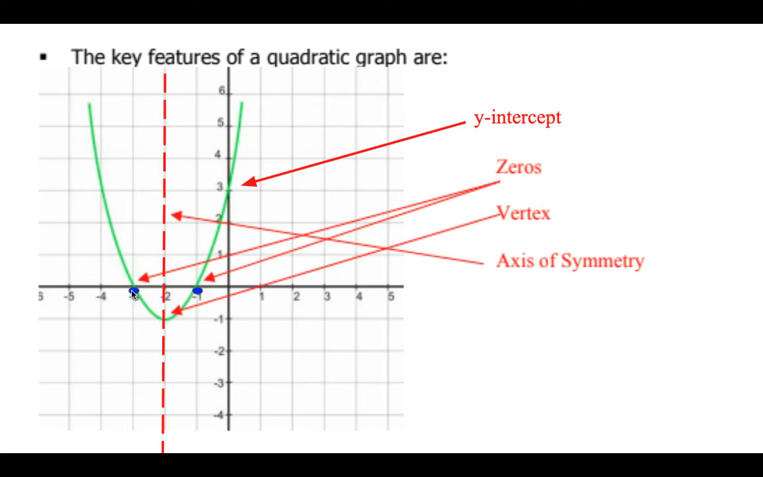The zeros are where the parabola goes through the x-axis, or those are called the x-intercept. And then the y-intercept is where the graph goes through the y-axis. So those are the key features that we were looking at, and you will also see those in any grade 11 class that you do next.